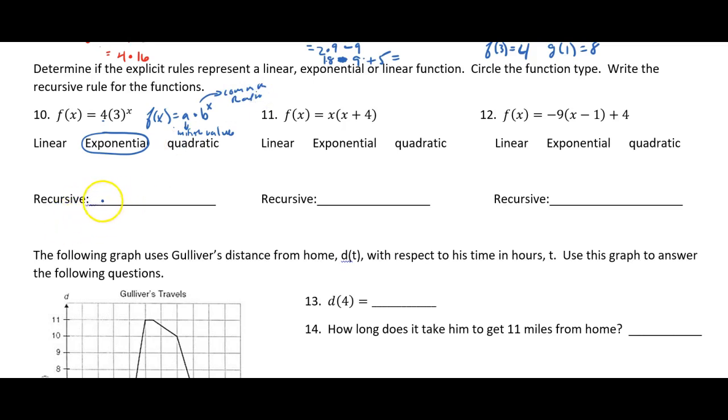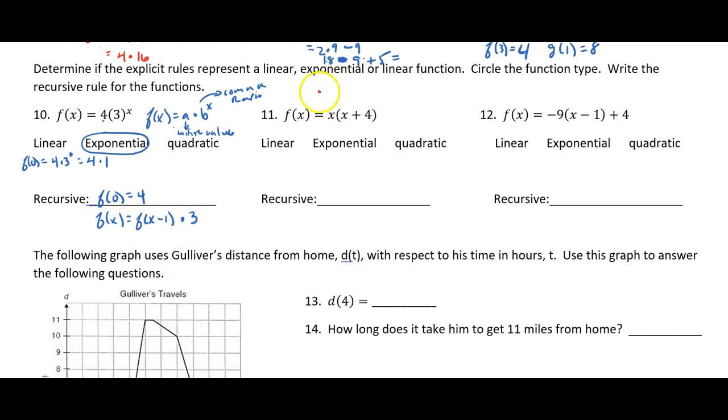So right here, when I go to write the recursive rule, the first thing I have to do is find the initial value. Well, if I evaluate f of 0, 4 times 3 to the 0 power will give me 4 times 1, right? Remember, anything to the 0 power is 1. So basically, f of 0 is equal to 4. Now, f of x equals, I'm going to take the previous term, f of x minus 1, and I'm going to multiply it by, what's my common ratio? My common ratio is 3. And that's your recursive rule.